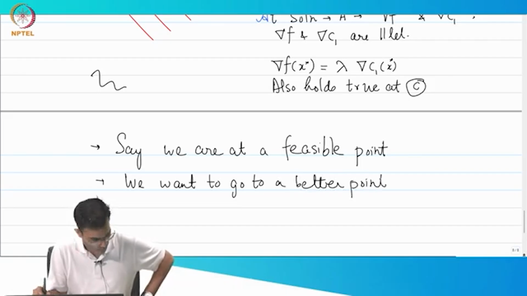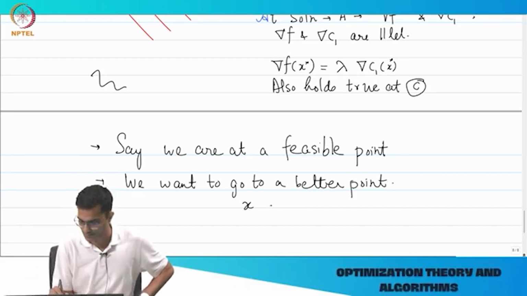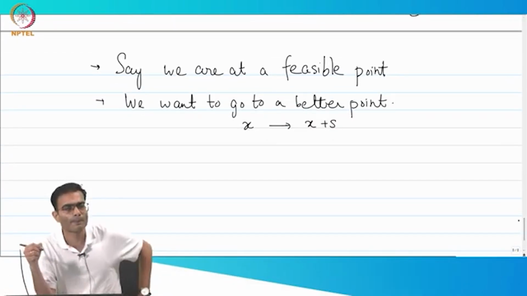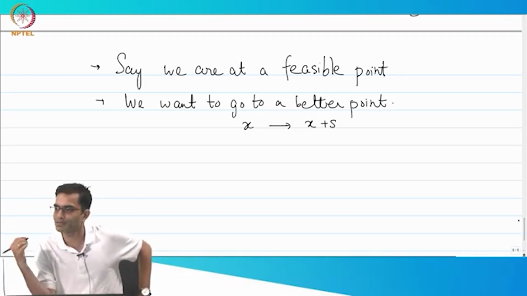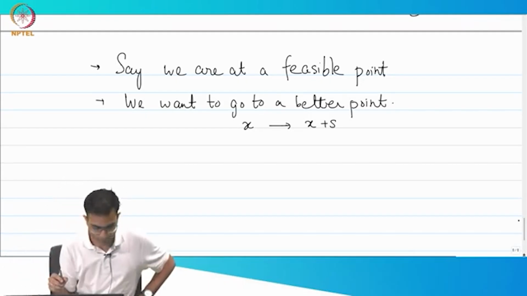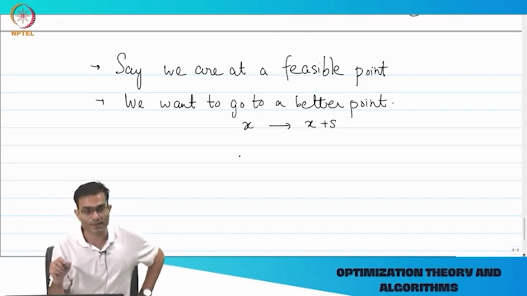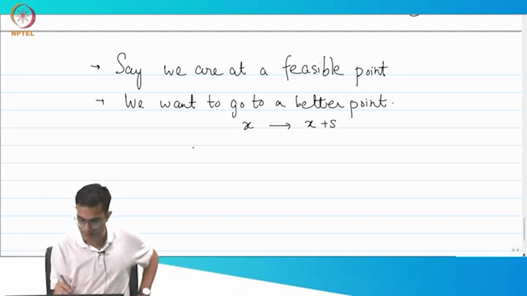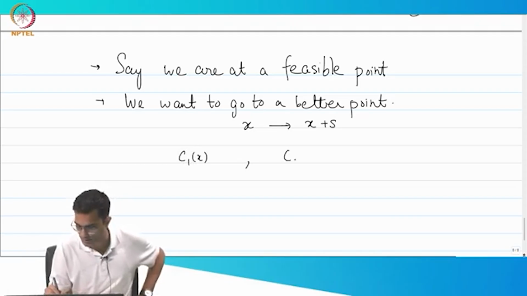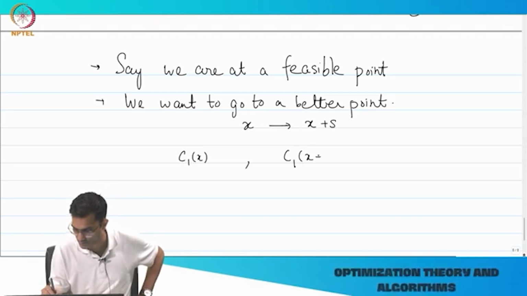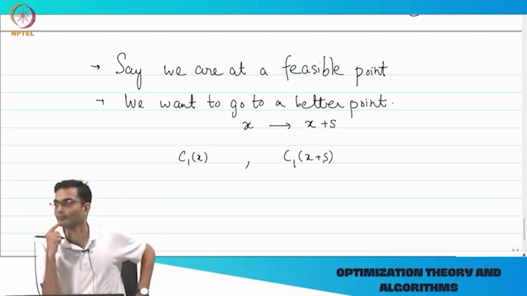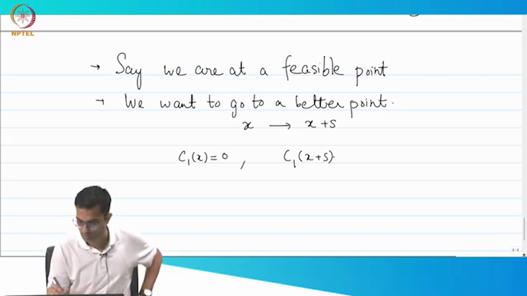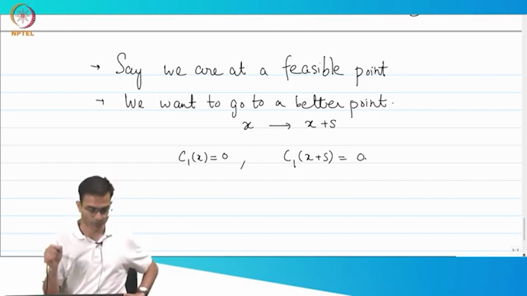So I am at, let's say, x, I want to go to x plus s, which is better. Now better would mean what? Value of f of x plus s is less than f of x. That's what is meant by better. Okay. Since I said that the rules of the game are that you have to stay on the feasible set, what does that mean for C1 of x and C1 of x plus s? What are their values? They have to be 0 because I'm only operating on feasible points. This much is true.